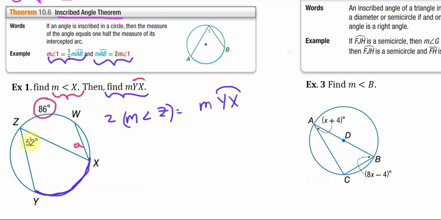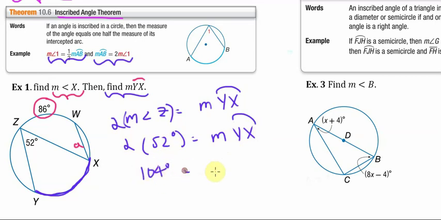So plugging in here, I know that the measurement of angle Z was 52 degrees. This here is a 2, it kind of looks like a Z, so let me switch that. 2 times the measurement of angle Z, 52 degrees, equals the measurement of arc YX. And here I can simply simplify, because I know that 2 times 52 is 104 degrees.